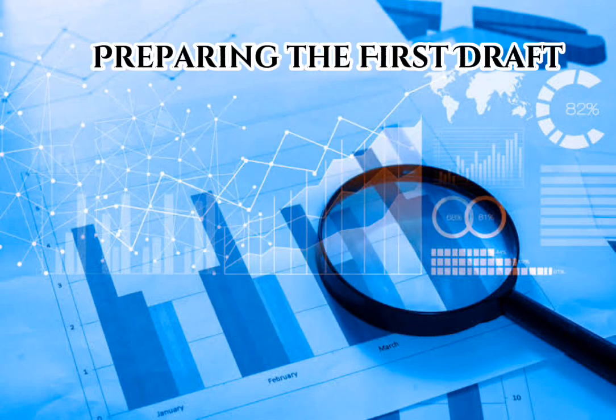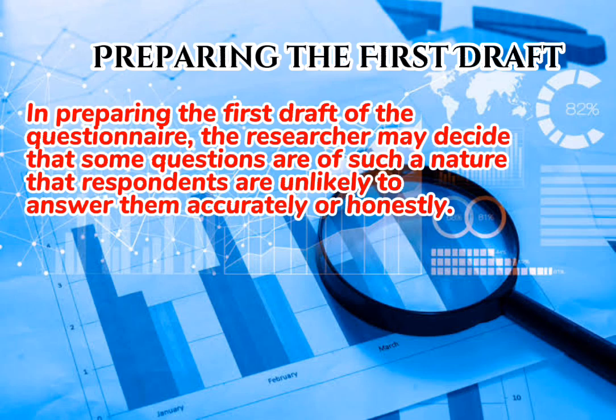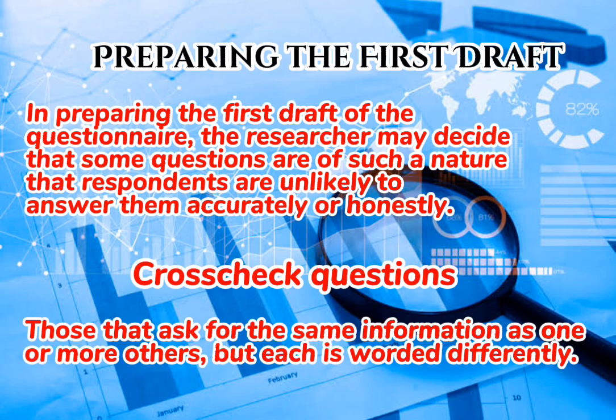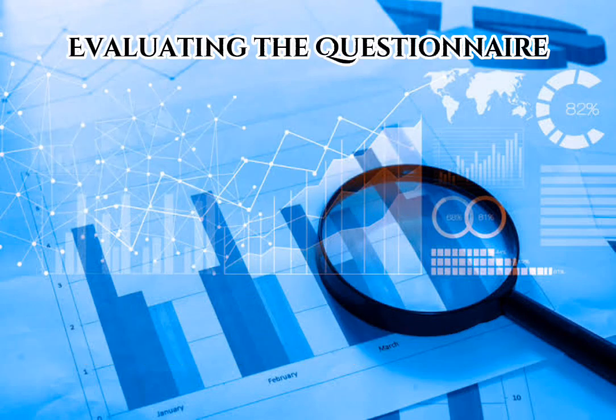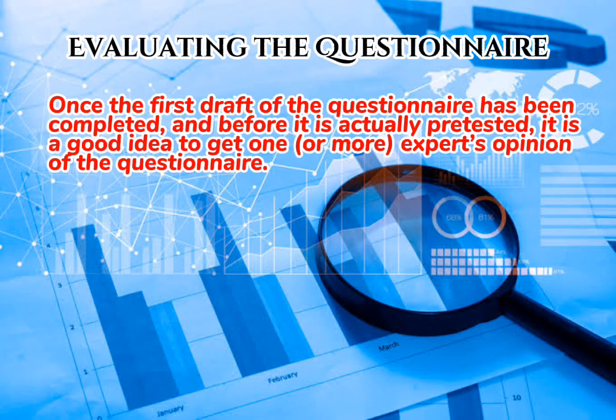Preparing the first draft. In preparing the first draft of the questionnaire, the researcher may decide that some questions are of such a nature that respondents are unlikely to answer them accurately or honestly. Cross-check questions are those that ask for the same information as one or more others, but each is worded differently. Evaluating the questionnaire. Once the first draft of the questionnaire has been completed, and before it is actually pretested, it is a good idea to get one or more experts' opinion of the questionnaire.